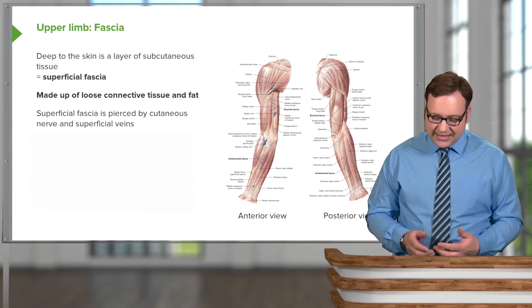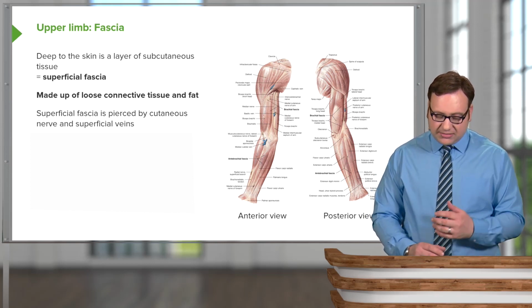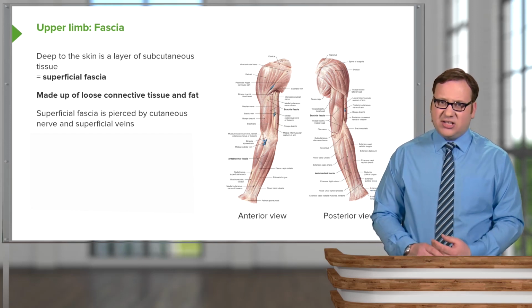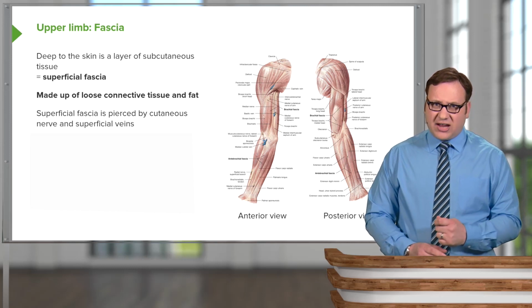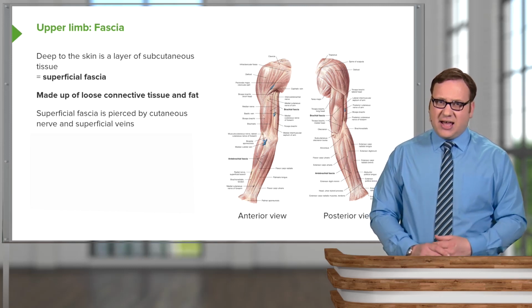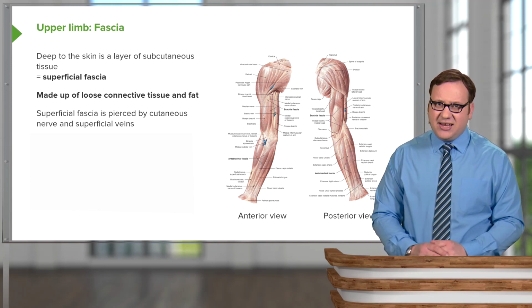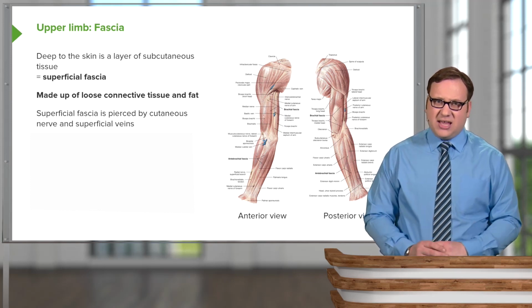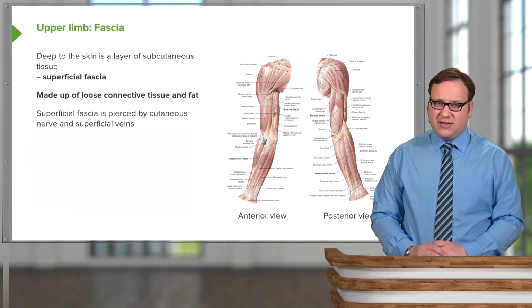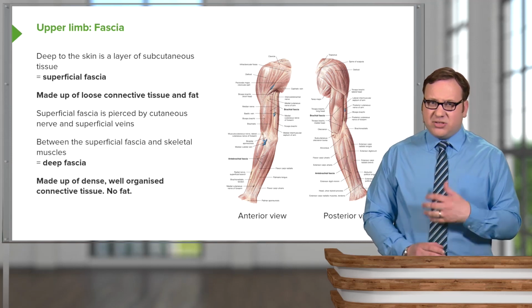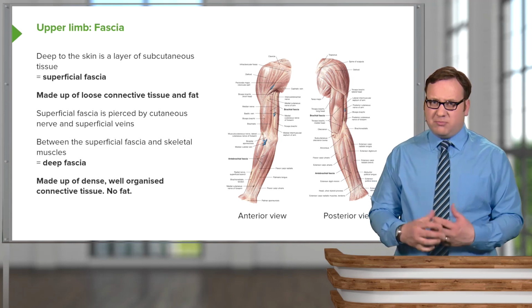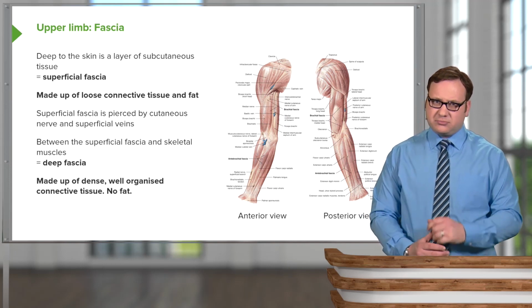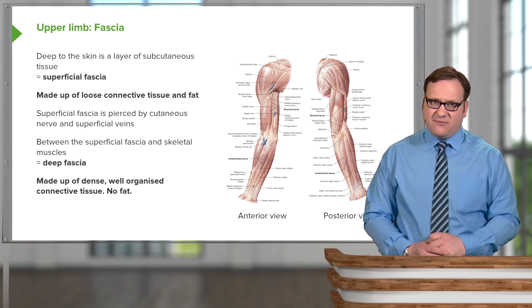So we can't see that because it's been removed, but it's made up of loose connective tissue and varying amounts of fat. The superficial fascia lies deep to the skin, and it's therefore pierced by cutaneous nerves that supply the skin and also superficial veins. Lying between the superficial fascia and the skeletal muscles, so biceps brachii for example, we have the deep fascia.